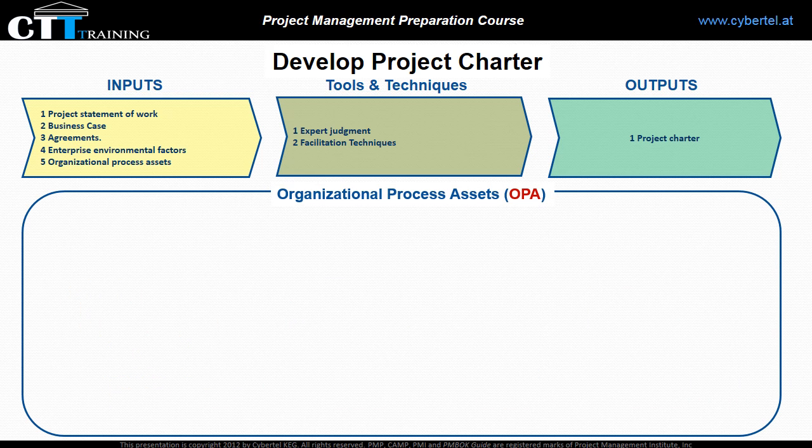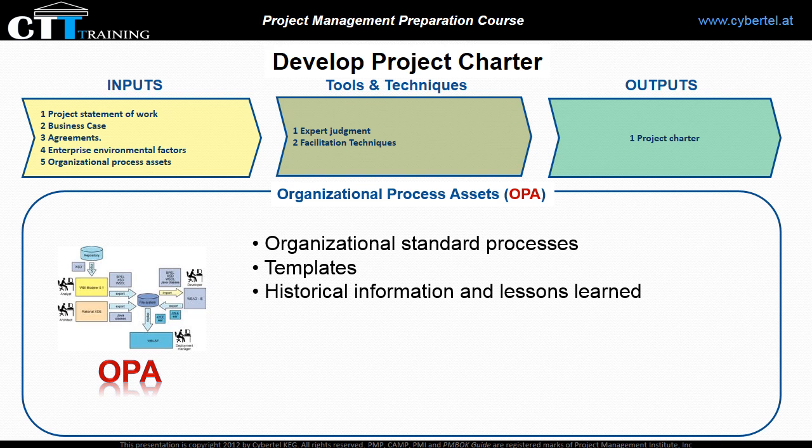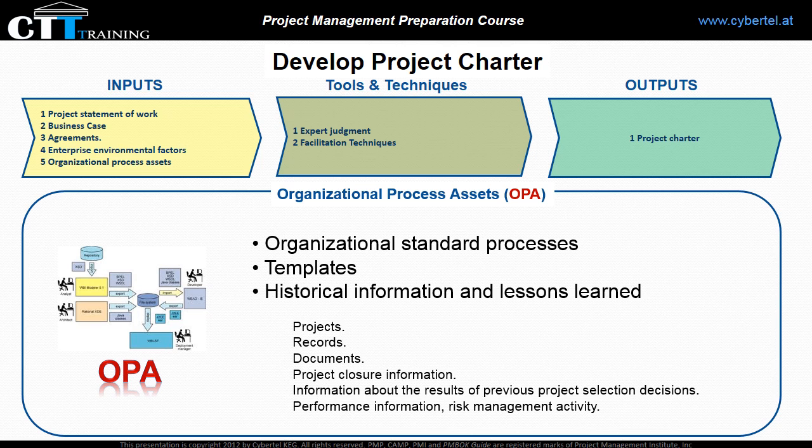Organizational process assets. Why we need the organizational process assets? Because the organizational process assets include information such as organizational standard processes, policies, and standardized process definitions, templates such as project charter templates, and historical information and lessons learned. For example, previous projects, records, documents, project closure information, information about the result of previous project selection decisions, performance information and risk management activities.